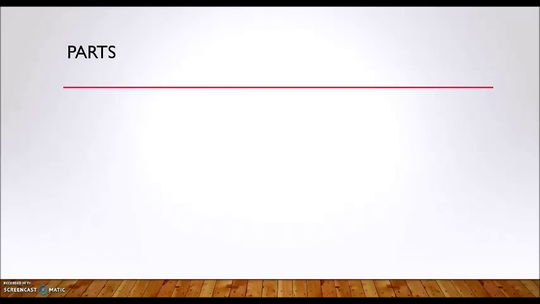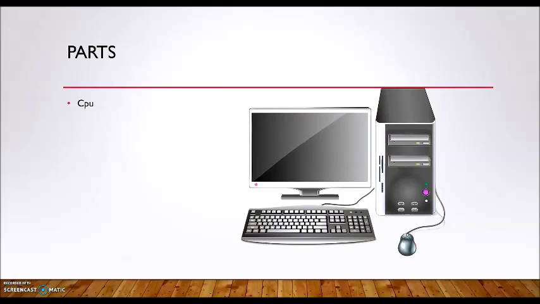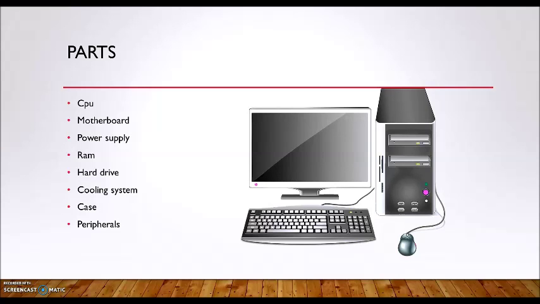What we're going to be talking about today are the many different parts involved in buying and building your own computer. First thing that we're going to look at is the CPU, then the motherboard, power supply, RAM, hard drive, cooling system, case, peripherals, and then the optional stuff. I know that there's a lot of things on this very long list, but we will dive into each one of them as we go.